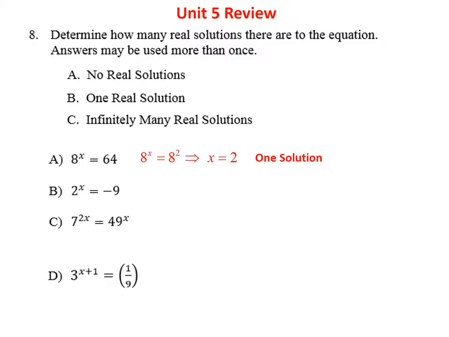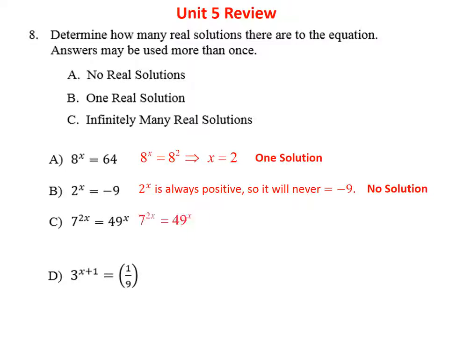The second one says that 2 to the x power equals negative 9. Now remember, even if we have a negative exponent, it's dividing. It doesn't change it to negative. So 2 to the x is never going to be negative. It's always going to be positive. So there's no way that 2 to the x power is ever going to equal negative 9. So in this case, this equation has no solution.